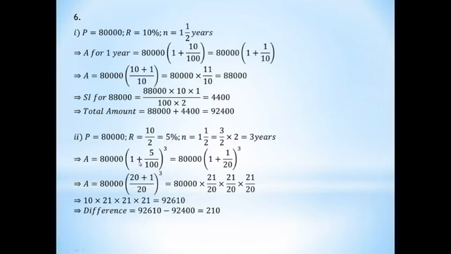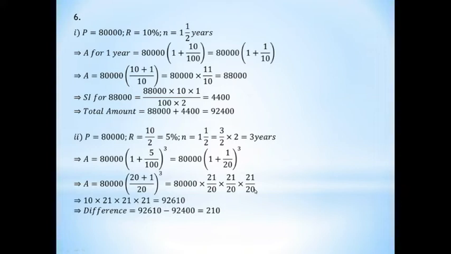80,000 is the principal. 1 plus 5 by 100. 5 by 100 can be simplified with 5. With 5, this is 1 time, this is 20 times. So we have 80,000 into 1 plus 1 by 20. After taking the LCM 20, you will have 20 plus 1 at the numerator. So 80,000 is the principal into 21 by 20, 21 by 20, and 21 by 20.